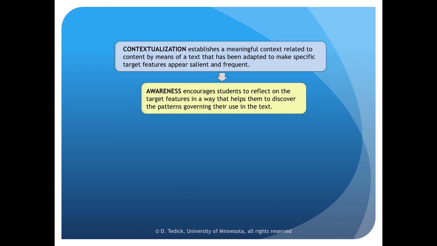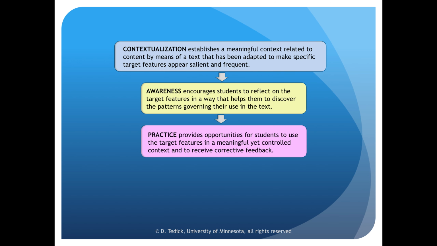Okay, so the idea is that the CAPA sequence involves 4 different phases. The contextualization phase establishes a meaningful context that's related to the content by means of a text that has been adapted. If the form isn't salient and frequent enough in the text, then the text is adapted a little bit to make that more salient. And then in the awareness phase, students learn to notice and to reflect on the target features in a way that helps them discover patterns governing their use in the text.